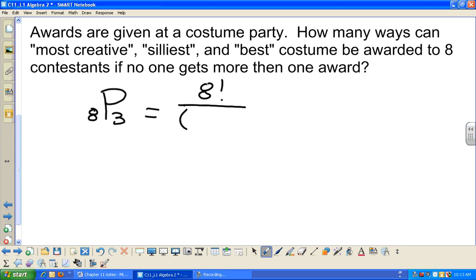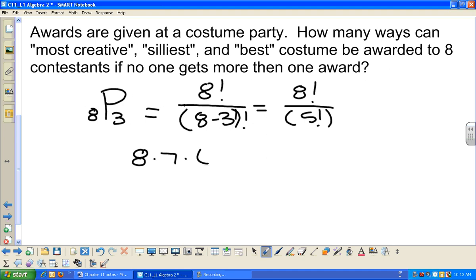So this would be 8 factorial over 8 minus 3 factorial. Now when I'm writing this out, I know that my 5 factorial will cancel out with everything on top below 5. So I'm just going to have 8 times 7 times 6. If you want to write out the whole equation and cross the numbers out, that's fine too. But just to save time, I'm going to write 8 times 7 times 6, which means there's 336 different ways that we can choose for best costume, or silliest, or most creative out of 8 different people.